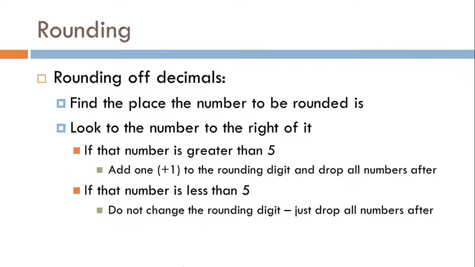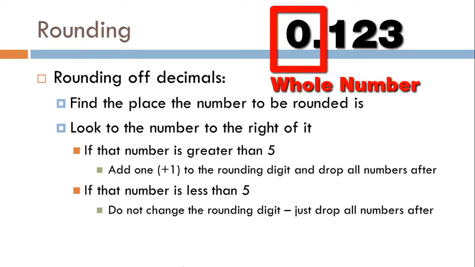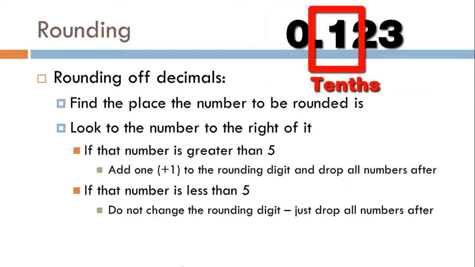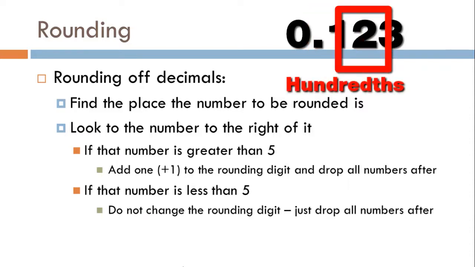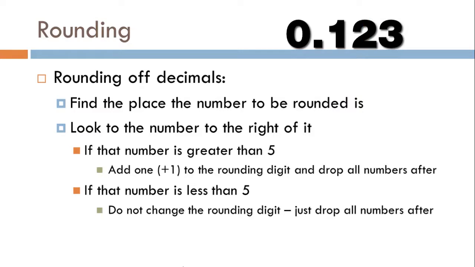Let's talk a little bit about rounding. Rounding off decimals. You want to find the place the number is rounded to. The first place is the whole number place. 1, 2, 3, 4, 5. Those are all whole number places. The place immediately to the right of a decimal is the tenths place. Two places to the right is the hundredths place. And then three places to the right is the thousandths place. You want to find out which digit yours is to be rounded to.